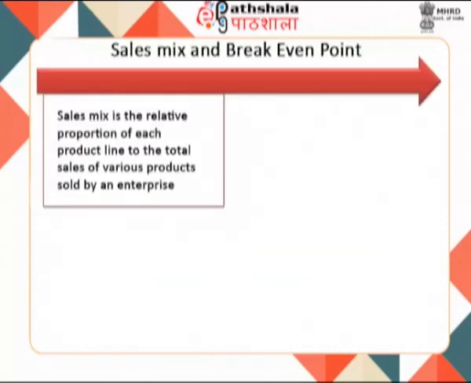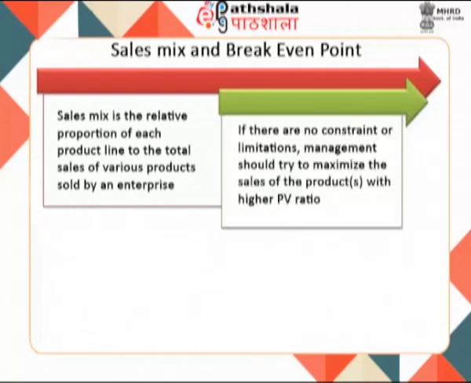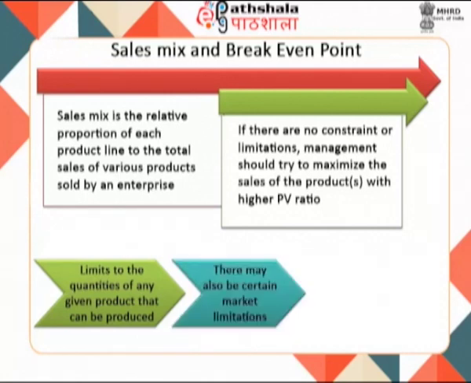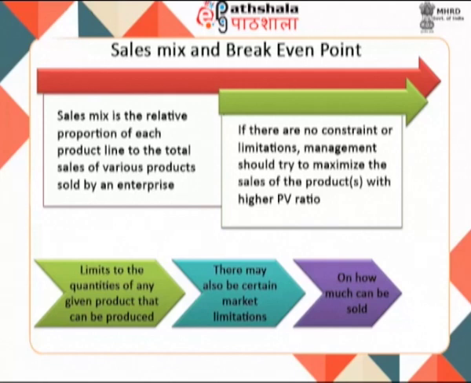Sales mix is the relative proportion of each product line to the total sales of various products sold by an enterprise. If there are no constraints or limitations, management should try to maximize the sales of the product or products with higher PV ratio. However, a sales mix results because there are limits to the quantities of any given product that can be produced, and there may also be certain market limitations on how much can be sold.